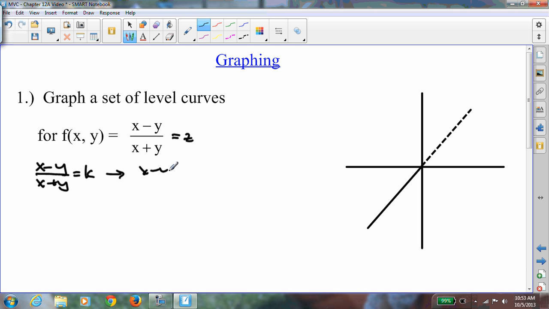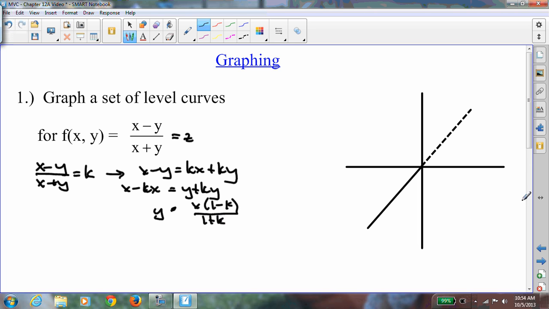So x minus y equals kx plus ky. Let's see, so that would be y plus ky equals x minus kx. Solving for y, I'm going to get x times the quantity 1 minus k all over 1 plus k. So basically, for different values of k, this is going to generate lines with different slope. For example, if k equals 1, then y is going to equal 0.